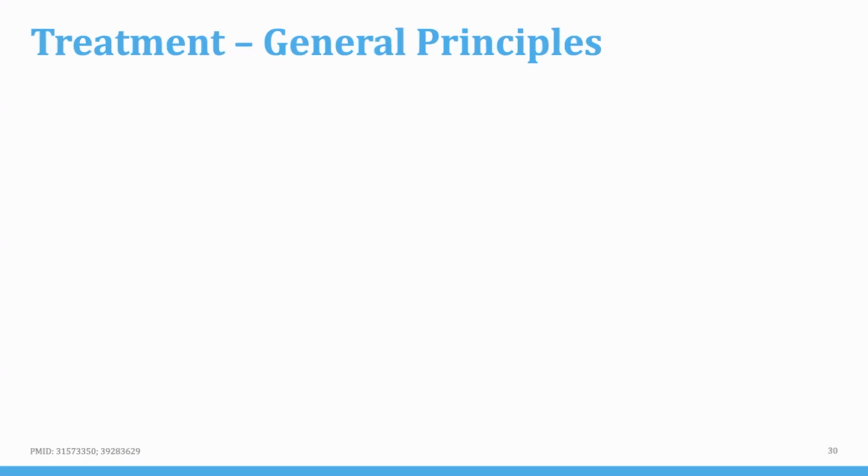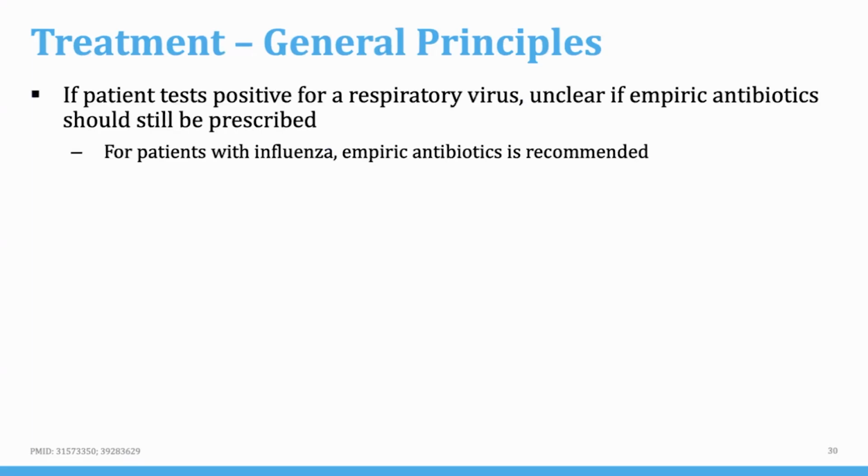There are some general principles to first consider with treatment. First of all, it's controversial whether or not you should still give antibiotics to someone if they test positive for a respiratory virus. The guidelines vary on this. I don't think you would be tested on this. The one caveat is that it's generally agreed that for patients with influenza, you should give them empiric antibiotics because of the greater risk of secondary bacterial pneumonia.